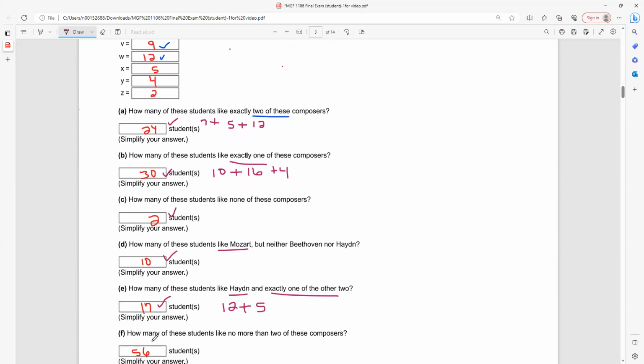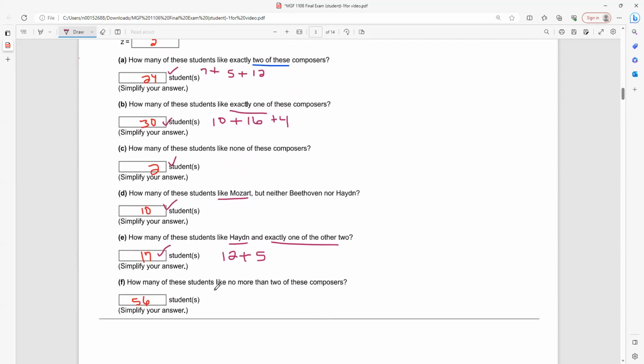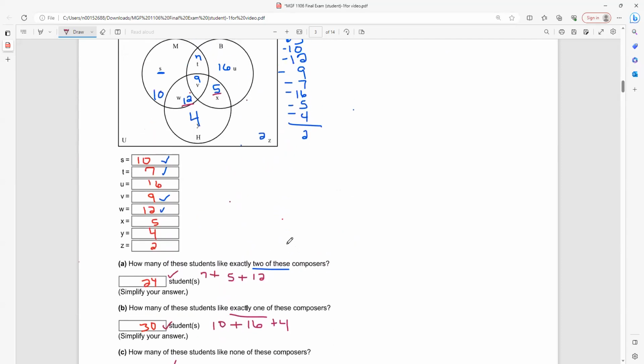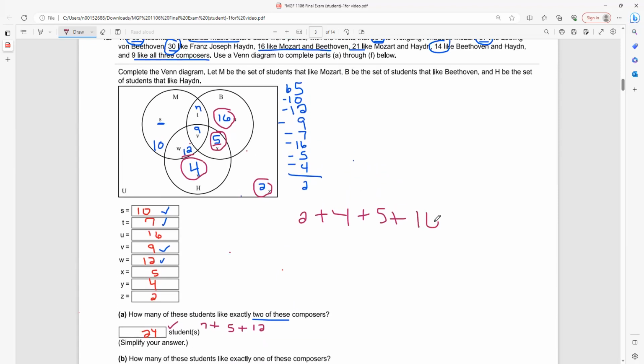And then letter F, how many of the students like no more than two of the composers? So that would be two or less. All the values that are two or less, that would be 0. So we would add 2 plus, so 2 or less. That would include 4, the ones that like Hayden only, 5, it would include 16, which represents those that like Beethoven only, as well as those that like Mozart and Beethoven.